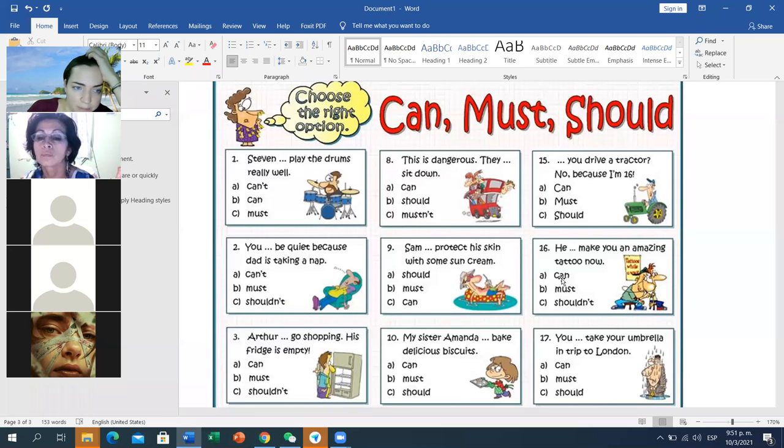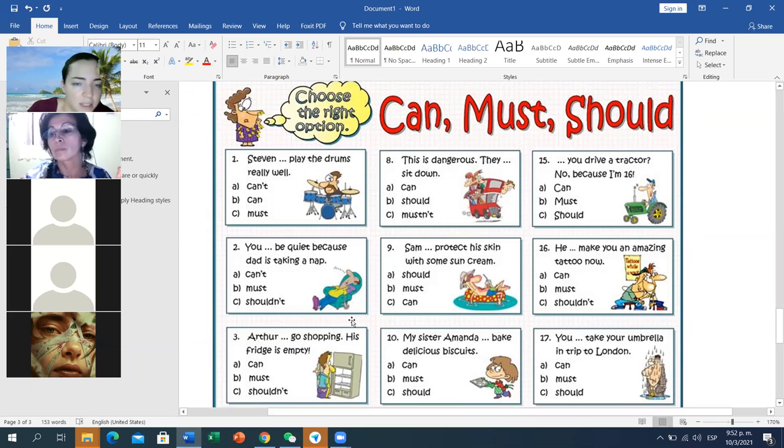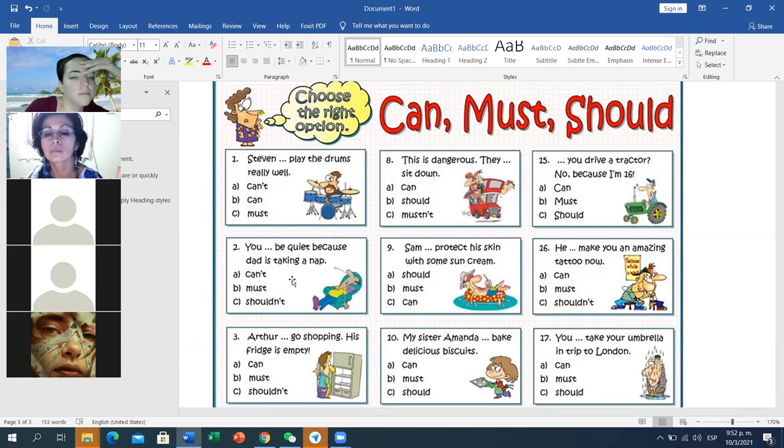Okay, now, I'm just going to do something with you guys. Lorena, I'm going to start with you. Ahora que saben la diferencia entre can, must, and should. Could you please start with the first one? Steven can play the drums really well. Okay, can play. Excellent. Steven can play. Rosa Lopez, go ahead, please. Number two. You must be quiet because dad is taking a nap.